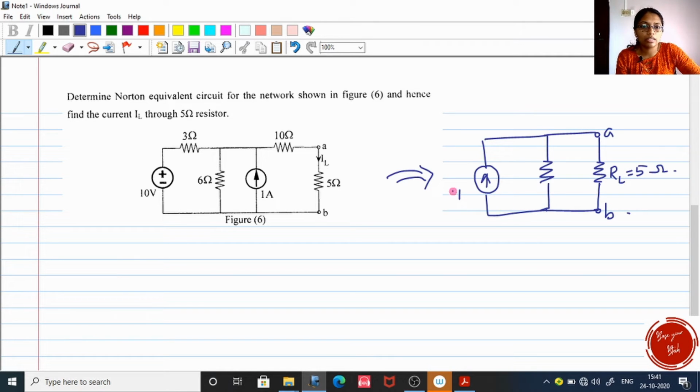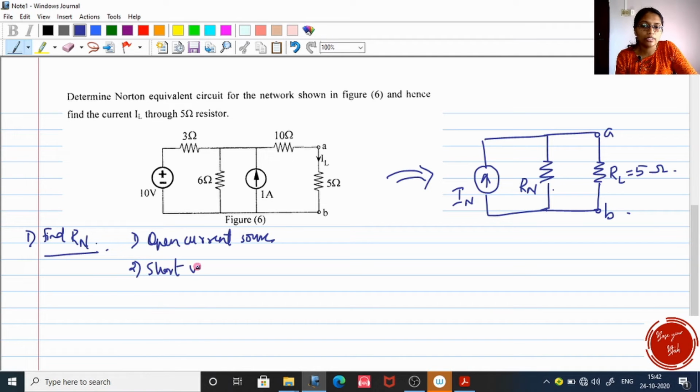Now our aim is to get the In value and Rn value. Okay. So the first step is to find Rn, and let me say that finding Rn is equal to finding RTh. That is, we have the same steps that we had in finding RTh to get the Rn value also. What are the steps? Open current source, short voltage source, remove load resistor.